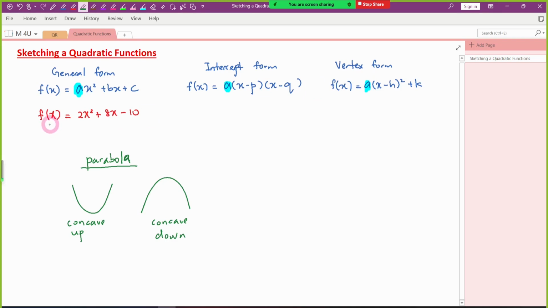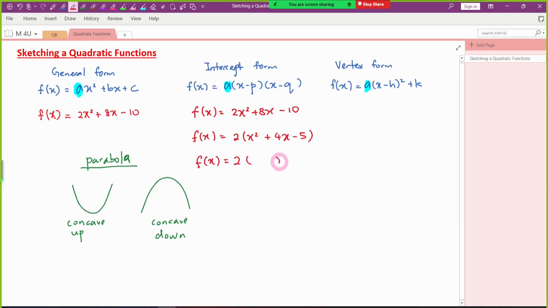Now, here I have a function which is given in general form. I'm going to change it to intercept form and vertex form. Let's look at intercept form first. Let me copy this function first. F of x is equal to 2x squared plus 8x minus 10. So first I am going to bring out the 2, make the number smaller so it will be easier for me to do the factorization.